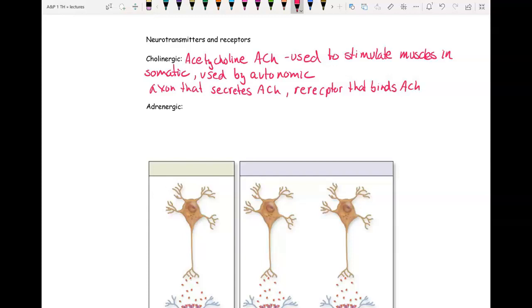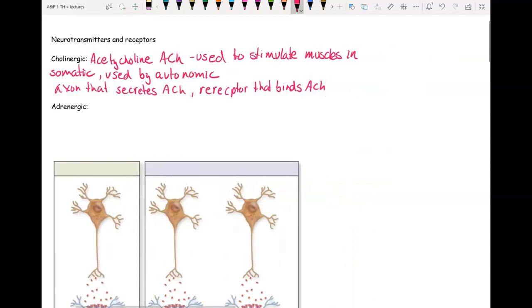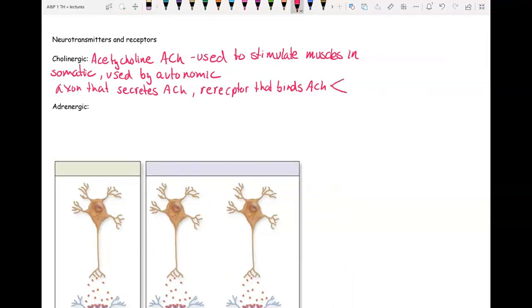And there are two different types of cholinergic receptors. They can be muscarinic or nicotinic.